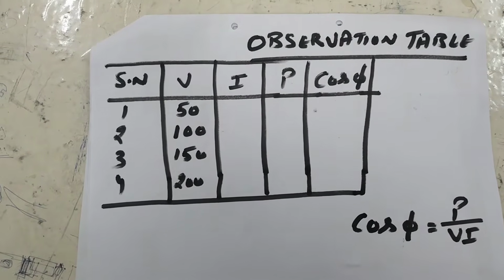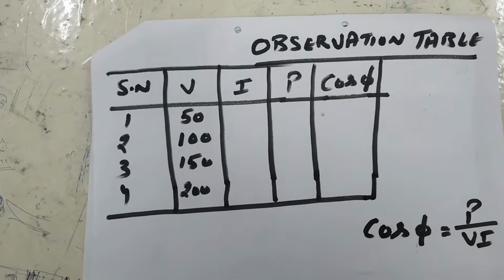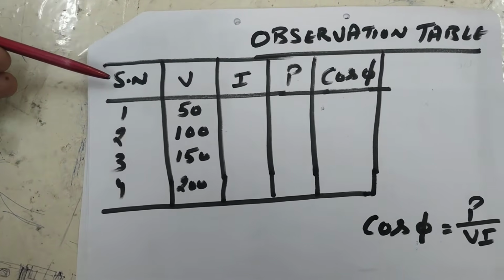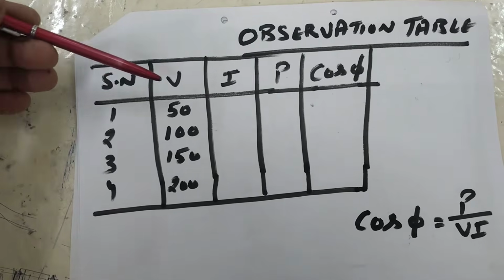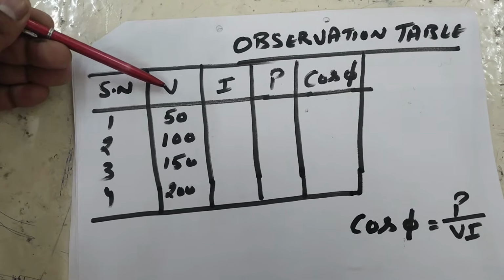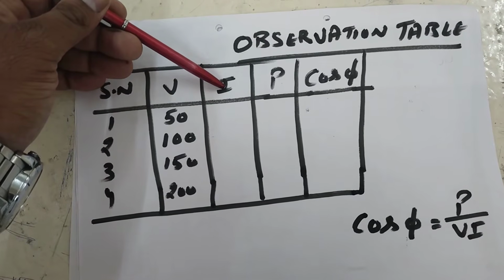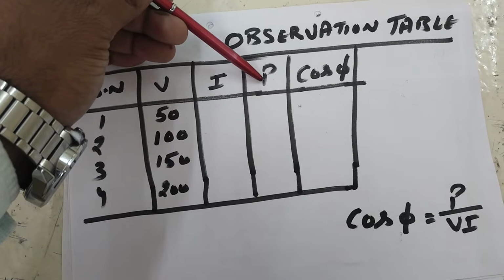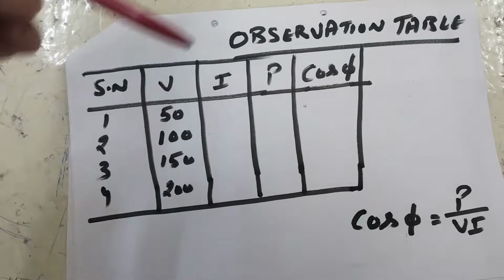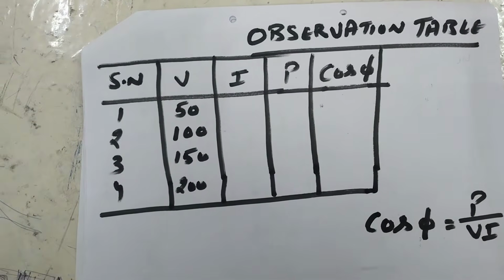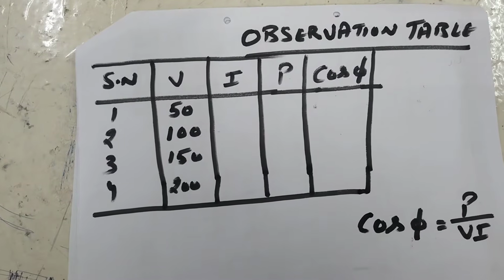Here you see the observation table of this experiment. In this experiment we will draw the observation table. We write the serial number, the voltmeter voltage, the current reading from the ammeter, the power reading from the wattmeter, and the power factor we will calculate. We calculate the power factor from the formula cos phi is equal to P upon V into I.